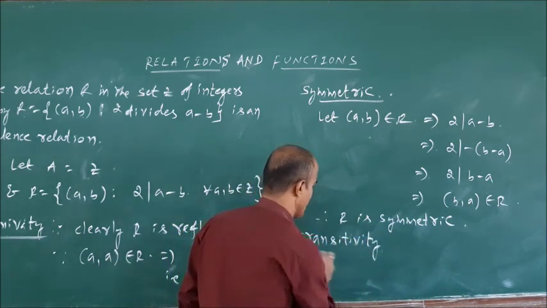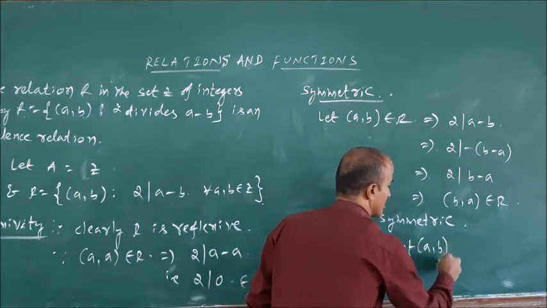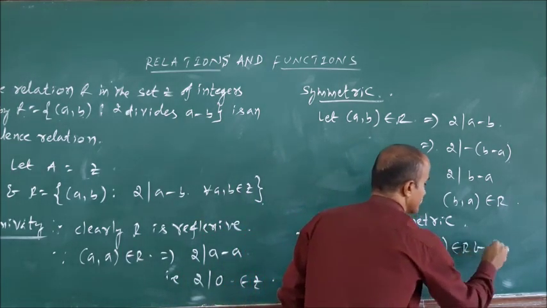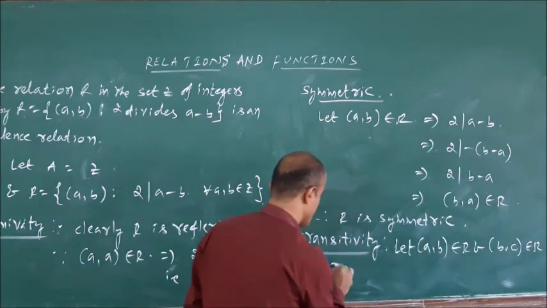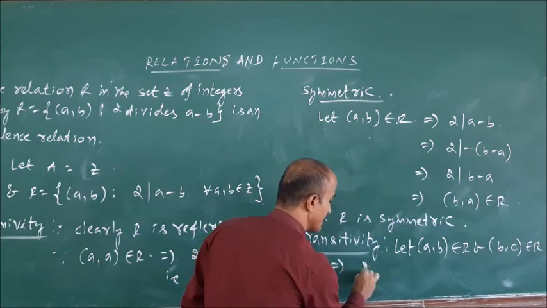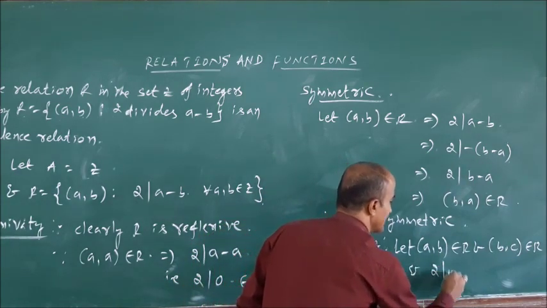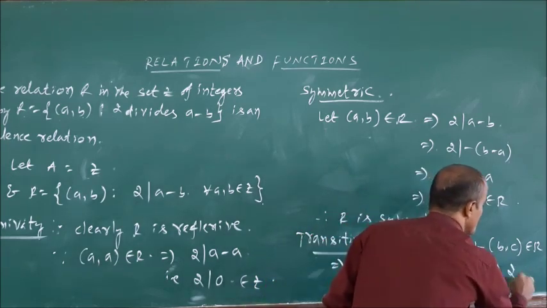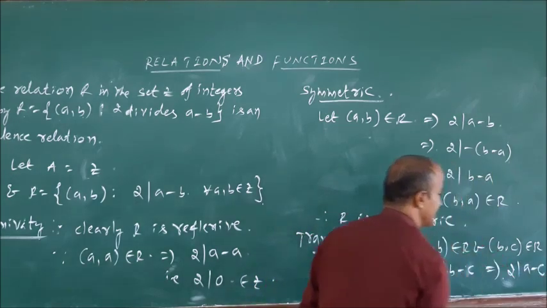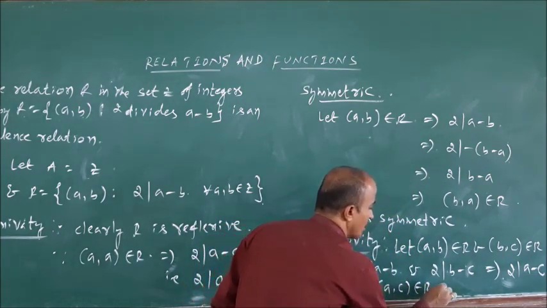Now for transitivity, consider any two ordered pairs. Let (a, b) belong to R and (b, c) belong to R, which implies 2 divides a minus b and 2 divides b minus c. Clearly that implies 2 divides a minus c. Therefore, (a, c) belongs to R.